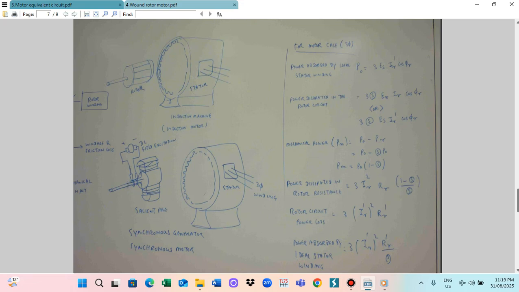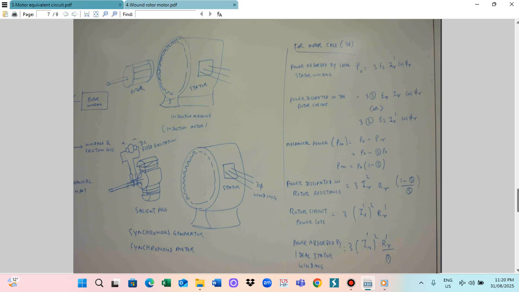In this case, the slip rings are supplied by a DC source. So this is DC excitation, DC field excitation. And this winding is connected to the output. So this is the three-phase winding. Okay, this is for the motor, the stator winding in the induction motor and the synchronous motor. So this is for the power flow diagram.